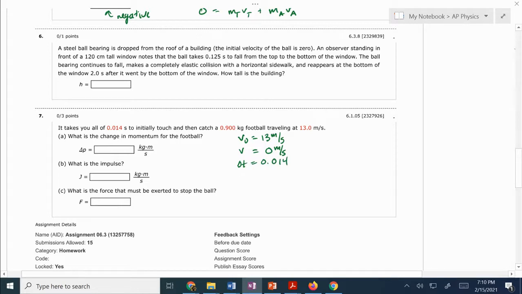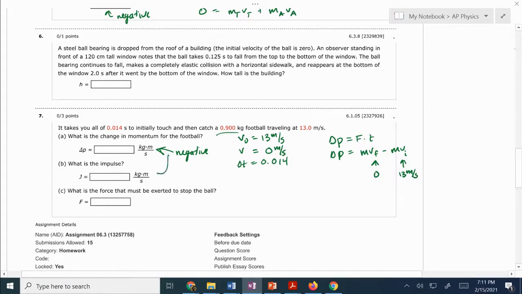So first question asks for change in momentum. You can either find change in momentum by doing F times t, or you can find change in momentum by doing m v final minus m v initial. We'll do that. Obviously you know what the mass is, you know what the velocities are, so you could find delta p. I'm assuming that this is going to be negative, because if I plug in 13 meters per second here, and I plug in 0 meters per second right there, then I'm going to end up with a negative number. So I'm assuming that's negative.